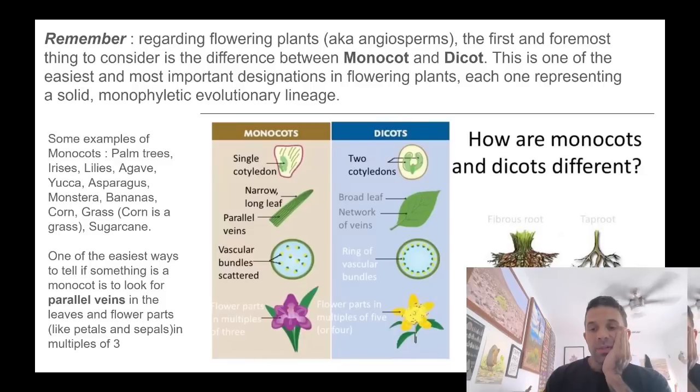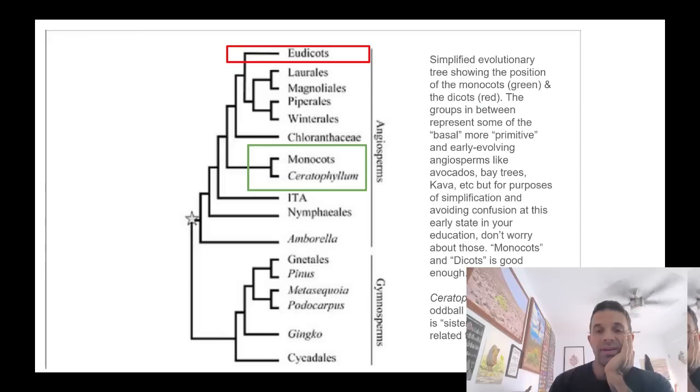Also in their roots, monocots tend to have fibrous roots, dicots tend to have taproots. Think of grass roots. If you ever ripped up invasive buffalo grass from South Texas, etc., it's got very fibrous roots.